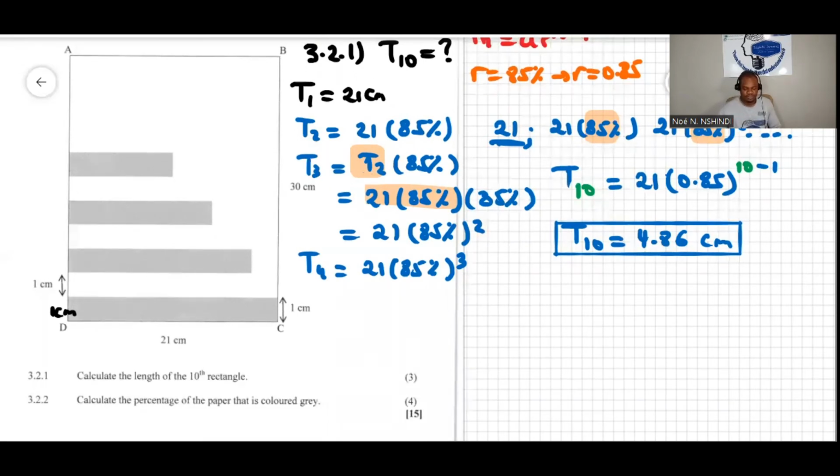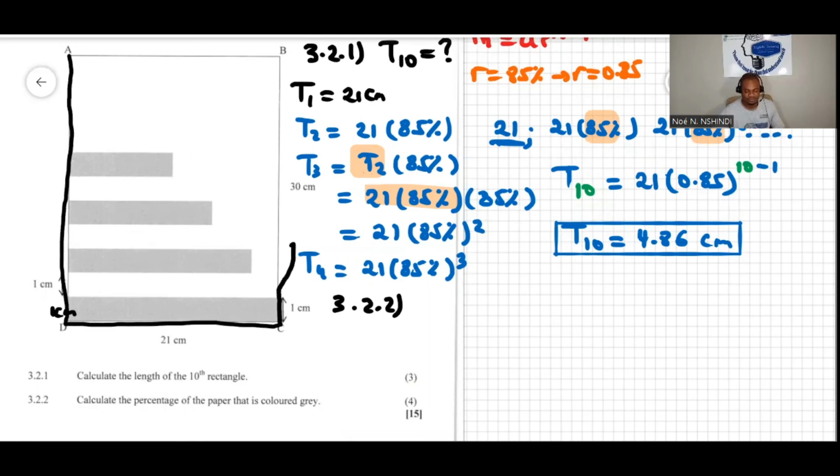I'll write the question over here. 3.2.2. The question says calculate the percentage of the paper that is colored gray. Now, you notice that the whole paper is what we see over here. This is the whole paper.